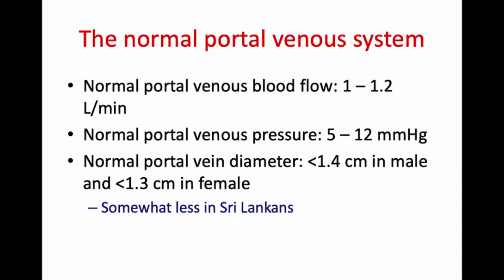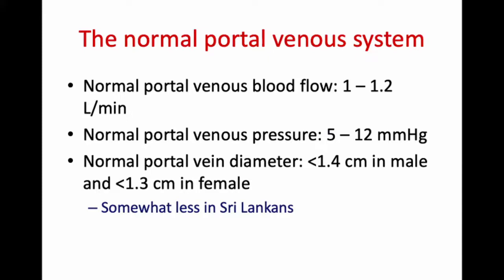So the normal portal venous blood flow is about 1 to 1.2 liters per minute. Now you can imagine that's a huge blood flow, because the cardiac output is about 5 liters a minute. So this is about 20% of the cardiac output. That's a huge flow. It's coming from both the hepatic arteries and the portal. This is the portal venous blood flow coming from the gastric and the intestinal circulation, the splanchnic circulation. In addition to that, the liver gets blood from the hepatic artery also, which is coming straight from the arterial system.